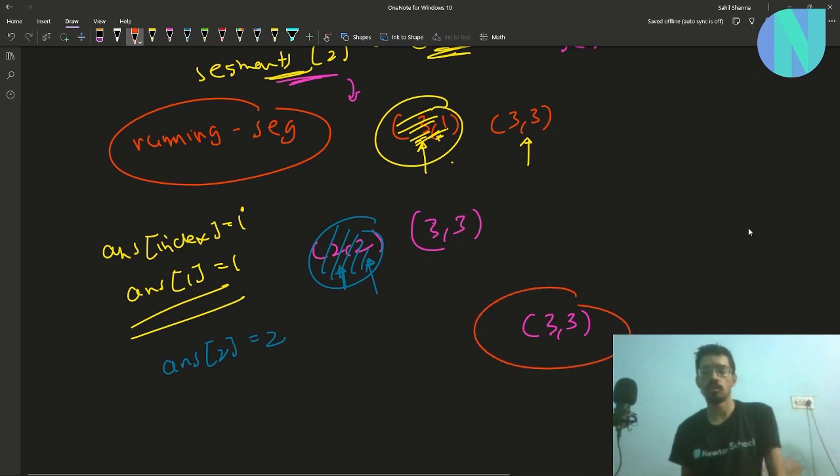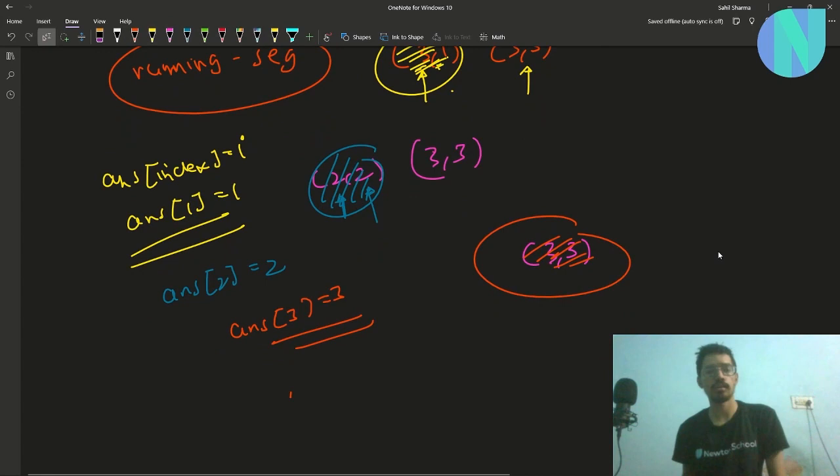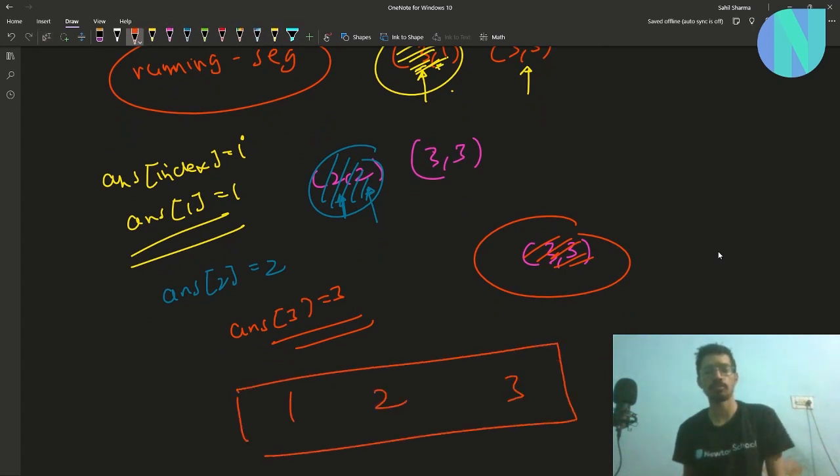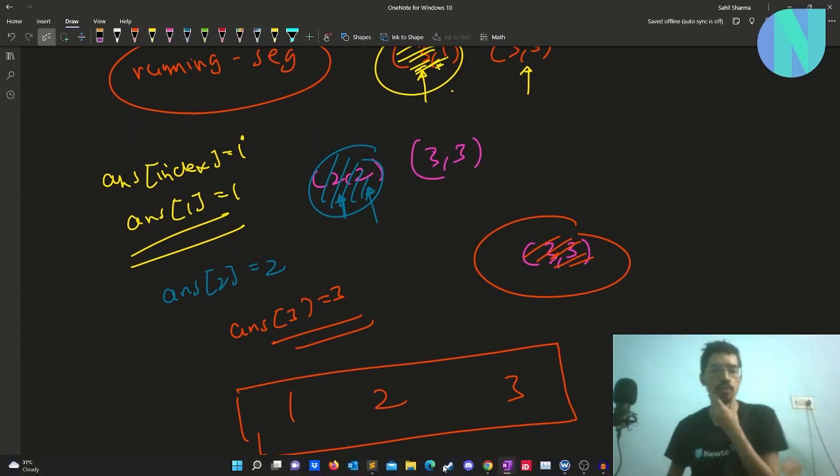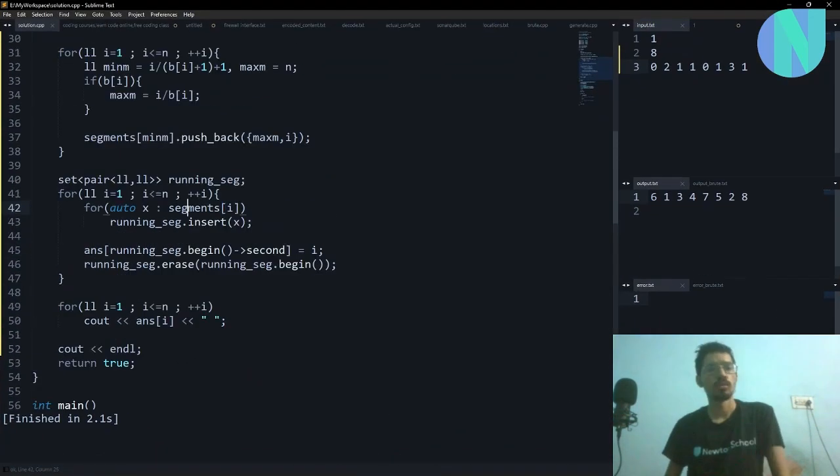So I will of course choose this, and I will pop this out, and I will write my answer of 3 equal to 3. So now I have my answer array, that is 1, 2 and 3. So that is my permutation that was required. So that is the logic that I'm using here.